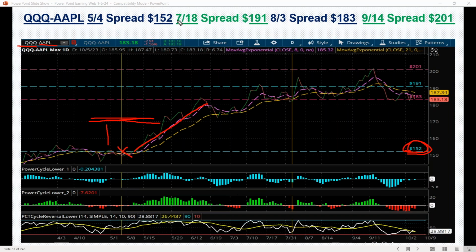So it went from 152 here up to 191, that blue. The blue was 152, the entry, and it got up to about 191 right in there. So that movement from 152 to 191 was your spread.